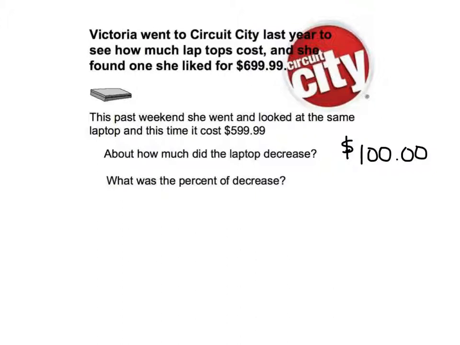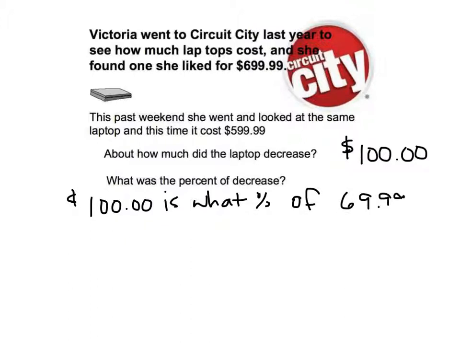What was the percent of the decrease? So what this is asking is $100, the amount of the decrease, is what percent of the original cost, which is the $699.99. Oh, I forgot a 9. Wow, that's messy. Let's fix that. 99. Okay. So, 100 is what percent of $699.99? Well, in this case, I can go ahead and write my proportion.